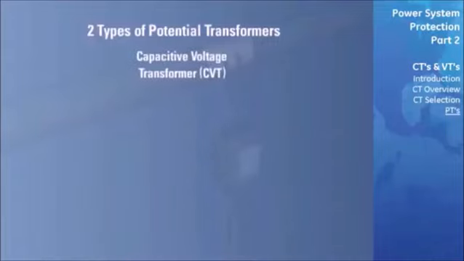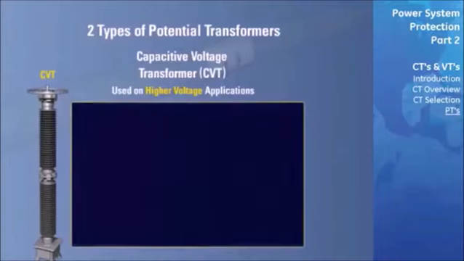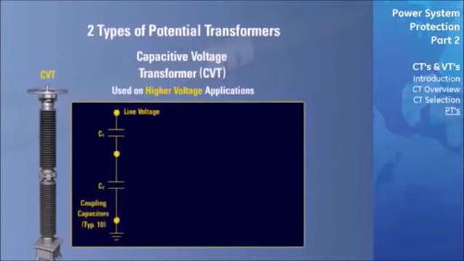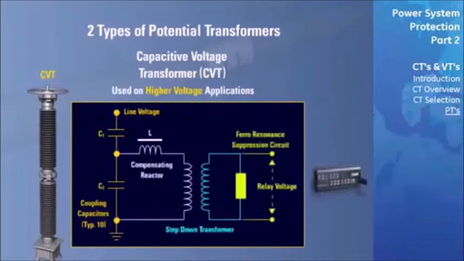Capacitive voltage transformers, or CVTs, are normally used on higher voltage applications. The CVT is basically a capacitance potential divider and consists of the following components: coupling capacitors, typically 10, compensating reactor, step-down transformer, and a ferro-resonance suppression circuit that is found just before the output terminals for connecting to a relay.